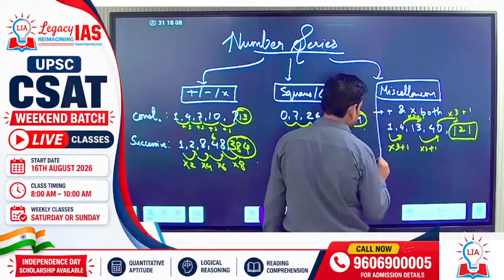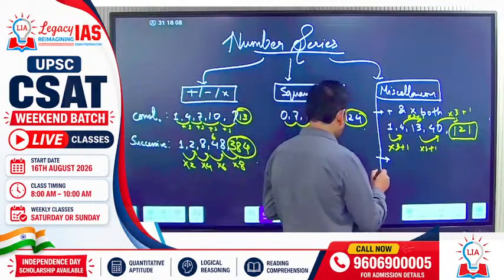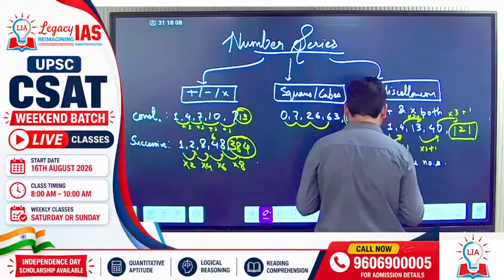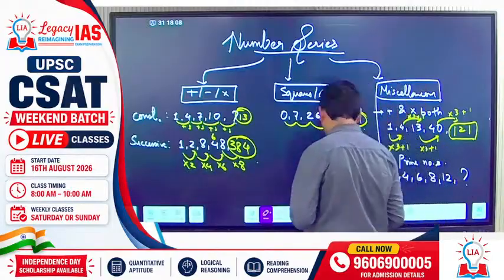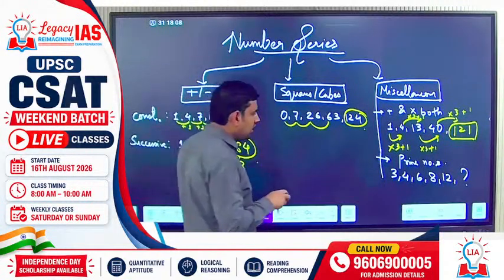Then last is the kind which is based on prime numbers. Guess this. 3, 4, 6, 12, question mark. Okay, guess it. What is happening here? These are prime numbers.